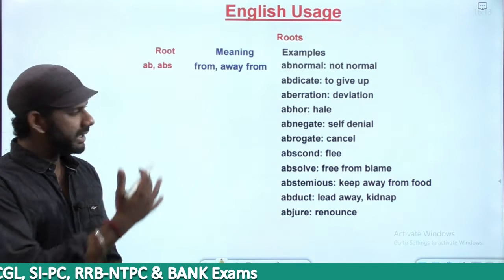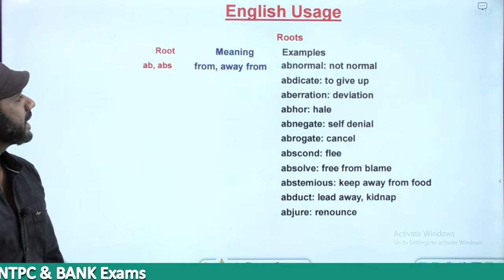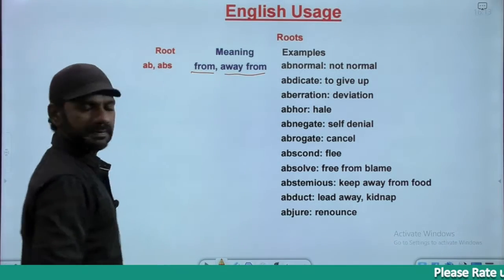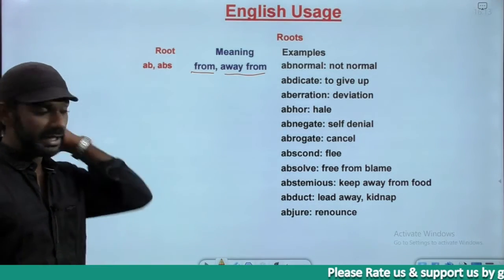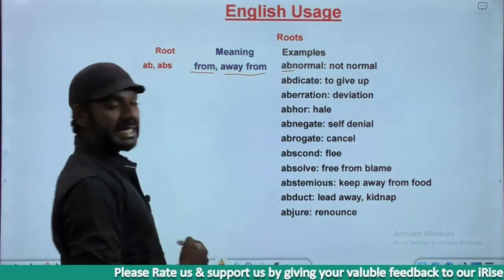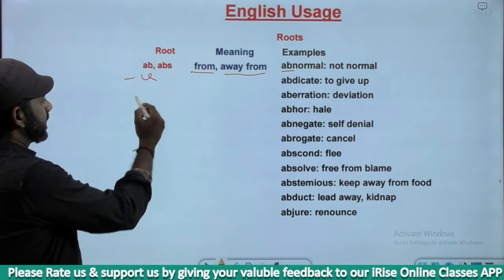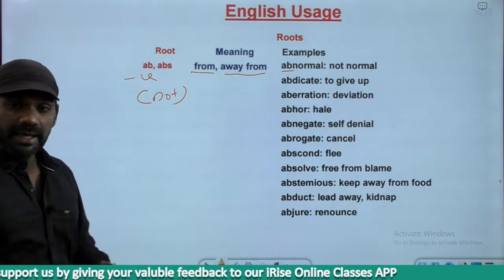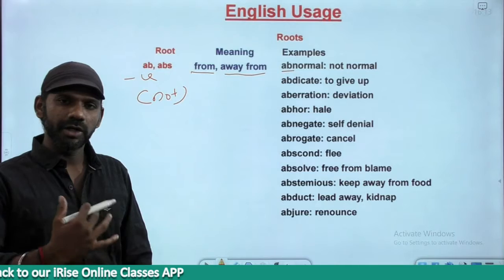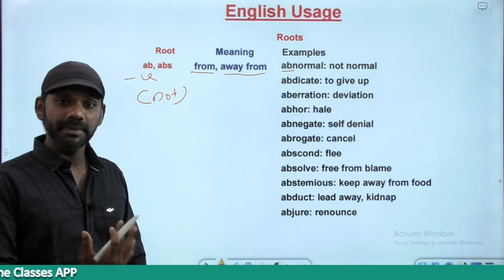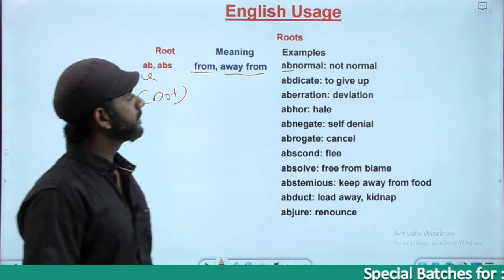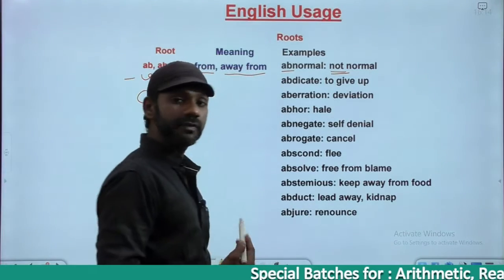We'll go for the root, the meaning with the examples. AB and ABS. These two mean from or away from. Come to this word, abnormal. AB is in fact a negative prefix. Negative prefix, it has a meaning like not as well. Away from means like not. Abnormal means not normal, or being away from normal is termed as abnormal. AB is a negative prefix meaning no or not, or away from here. So abnormal means not normal, that means away from being normal.